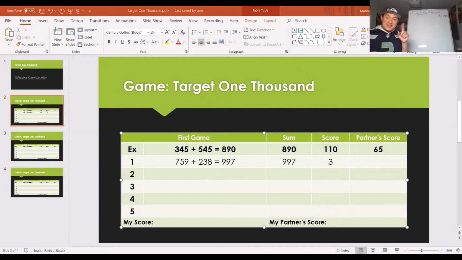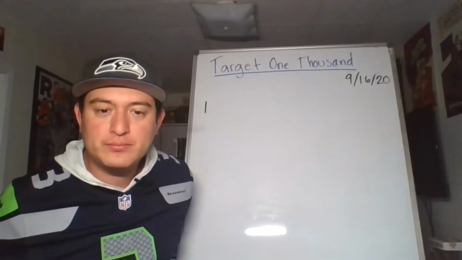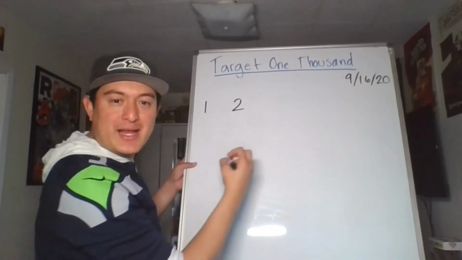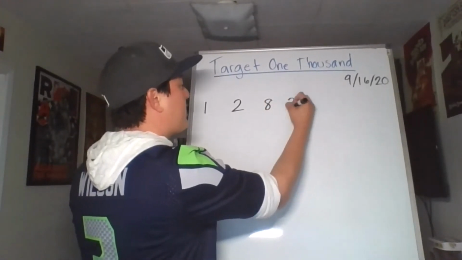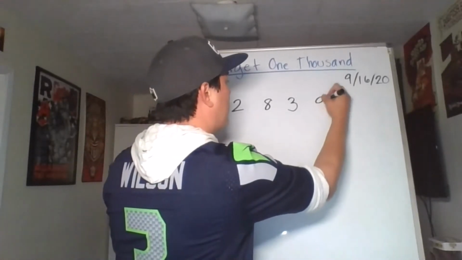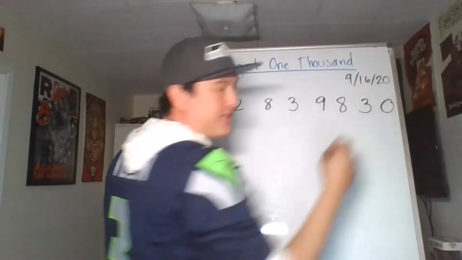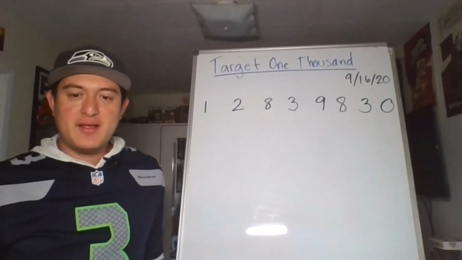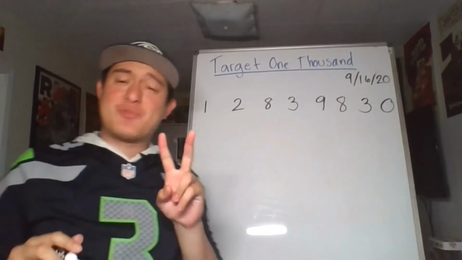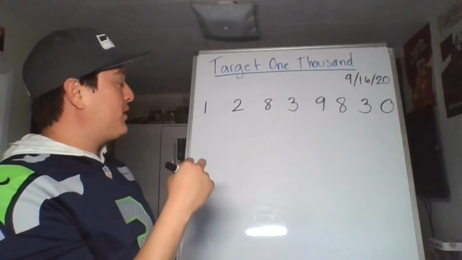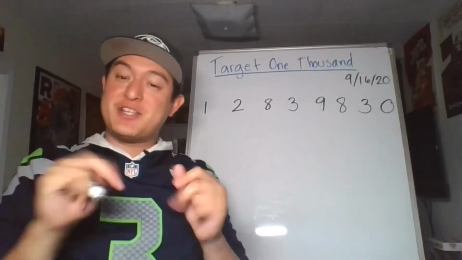All right, so aces count as 1. So I got a 1, and I'm going to stop the share here so that you can see it. Got a 1, a 2, an 8, a 3, a 9, an 8, a 3, and a 0 because I got a joker. All right, so again, I'm picking 6 of these 8 numbers to create 2 3-digit numbers.